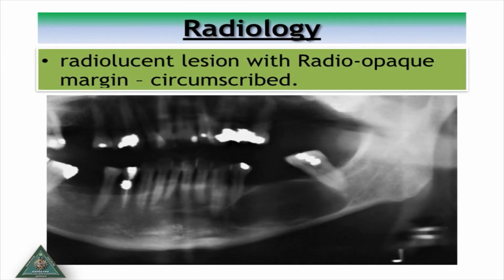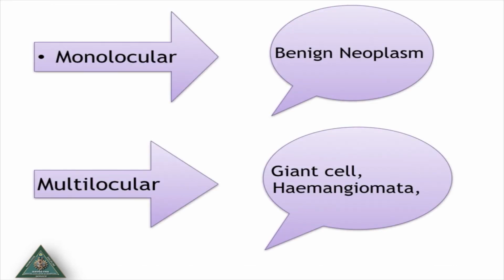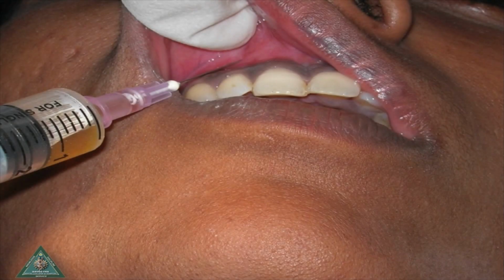Radiologically, there will be a radiolucent lesion with a circumscribed radio-opaque margin. Any unilocular lesion has to be differentiated from a benign neoplasm, and any multilocular cyst should be differentiated from giant cell lesion or hemangioma. The next step in diagnosis of a cyst is aspiration.